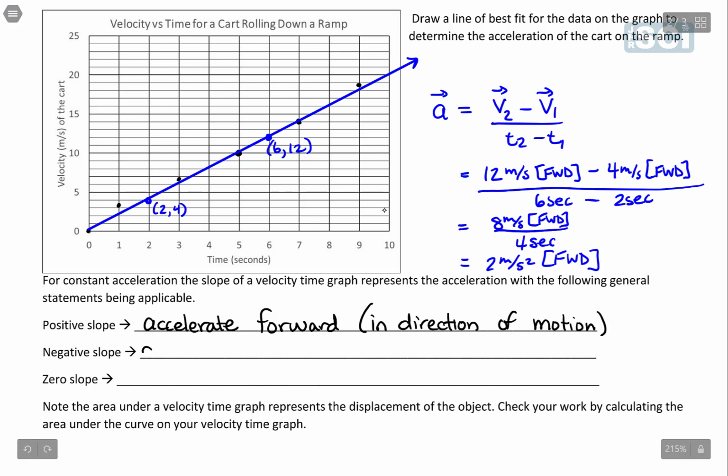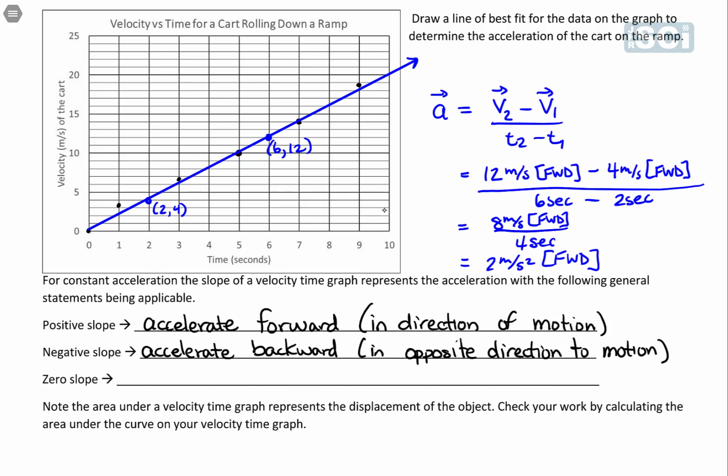If the slope is negative, I'm accelerating backwards, or in the opposite direction to motion. And if the slope is 0 on my velocity time graph, that means the velocity is not changing, which means no acceleration. In that case, we know it as uniform motion.